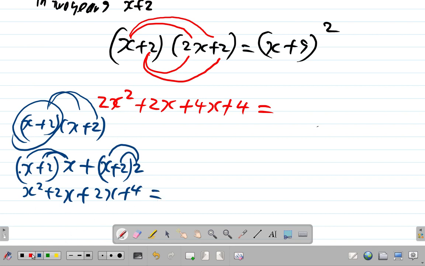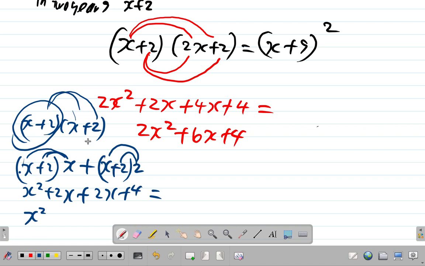When you simplify this up here, you're going to get 2x squared plus 6x plus 4. When you simplify down here, you're going to get x squared. These are x squared, and you're going to have x plus 2 times x, and x plus 2 times 2. So you're going to have x squared plus 2x plus 2x plus 2.